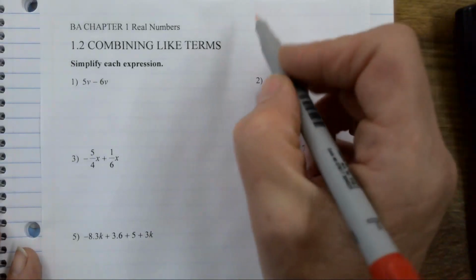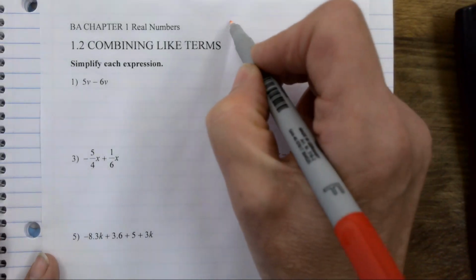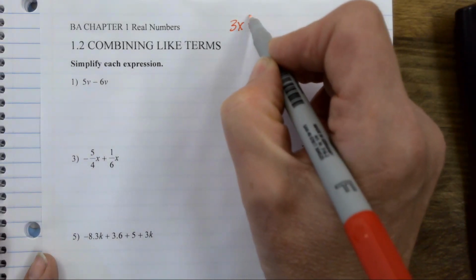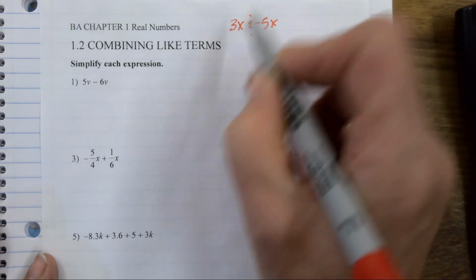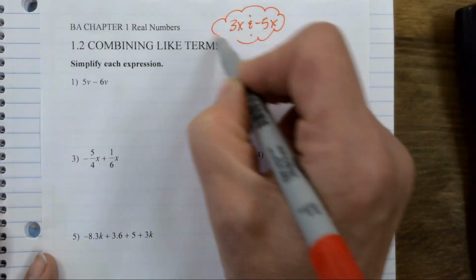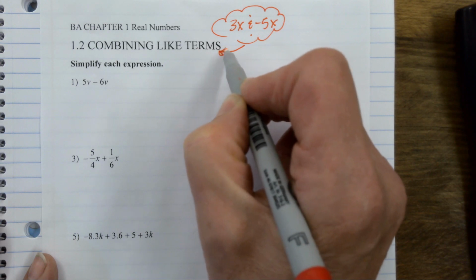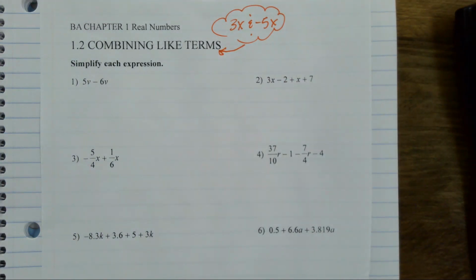But remember what like terms are, like 3x and negative 5x. These are considered like terms. These are like terms because they have identical variable parts. That means they have the same letter to the same power, okay? The 3 and the negative 5 part of it don't matter.